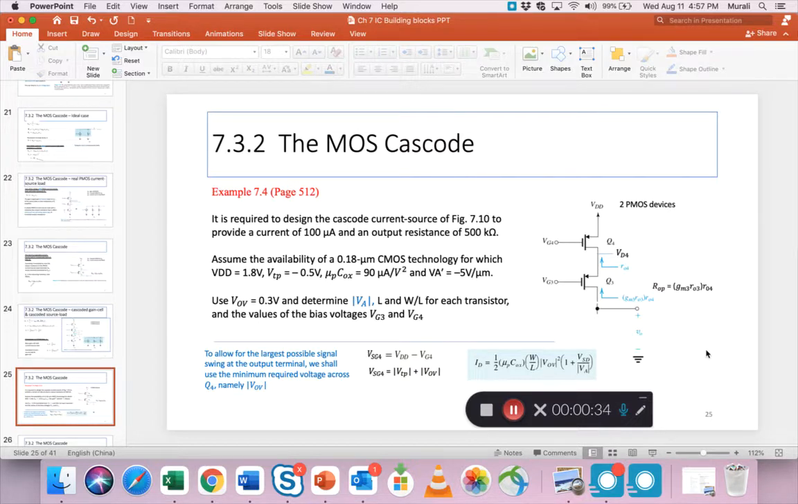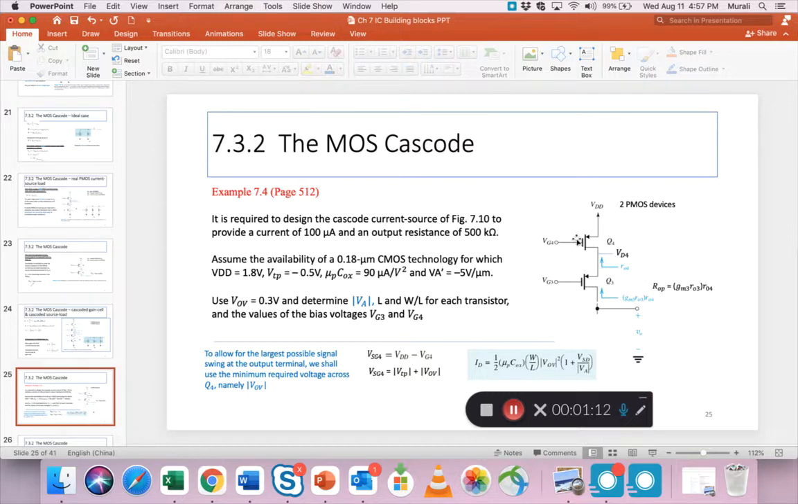So this is an example worked out in the textbook. It's on page 512, and in fact it's the only example that is given in the textbook for this whole section on cascoding. But I've looked at it. It's a pretty nice example. It covers a lot of material, so you should definitely become completely familiar with all the steps in this example.